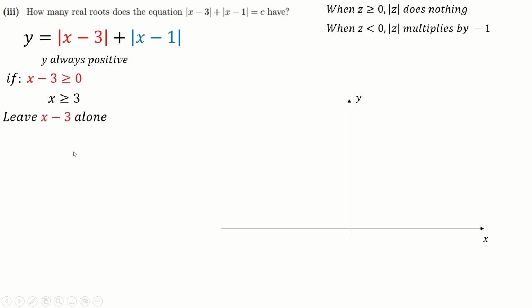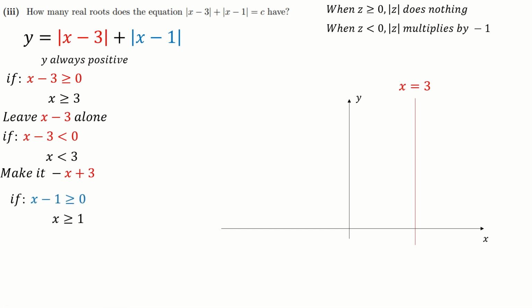When x is less than 3, this whole mod function is going to become minus x plus 3, because it's going to times the whole thing by -1. And likewise over here, we have a dividing line now, right? So when we're sketching this, if we're over here, this is just going to be x minus 3, and if we're over here, it's going to be minus x plus 3. And likewise for here. So if x is bigger or equal to 1, it's just going to be x minus 1. And if x is less than 1, it's going to be minus x plus 1.